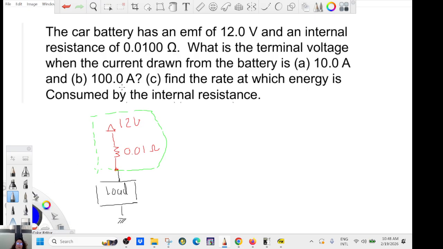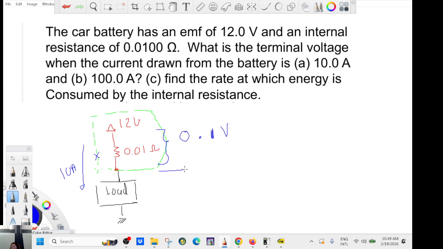And then you have the current. In that case, you are draining 10 amps. Depends on the load that you have here, you are draining 10 amps. What's going to be the terminal voltage? So how much you're going to lose here? What's the voltage drop across here? So 12, ohms law, it's going to be 10 times 0.01, which is 0.1. Yes, thank you. Volt. That will be the drop, yes?